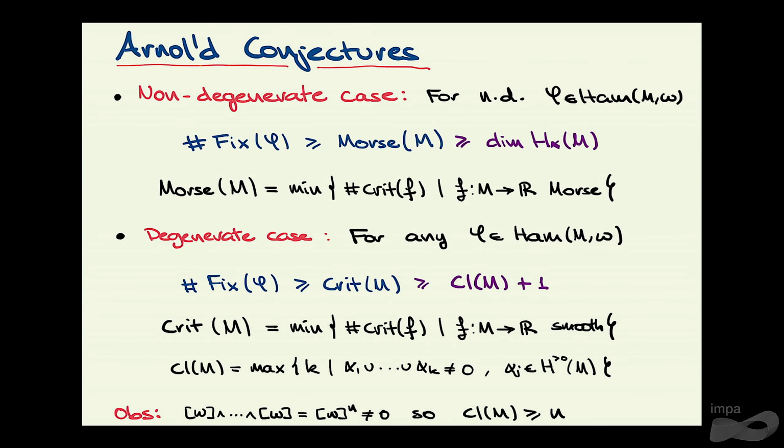And more generally, without the assumption of non-degeneracy, the conjecture states that the number of fixed points of a Hamiltonian diffeomorphism must now be bounded below by what I am denoting here by crit M, which is the minimal number of critical points that any smooth function must attain on your manifold. And by Lusternik-Schnirelmann theory, this is bounded below by the cup length plus 1 associated to your manifold, where the cup length is just the maximal length of a chain of cup products of cohomology classes of positive degree.